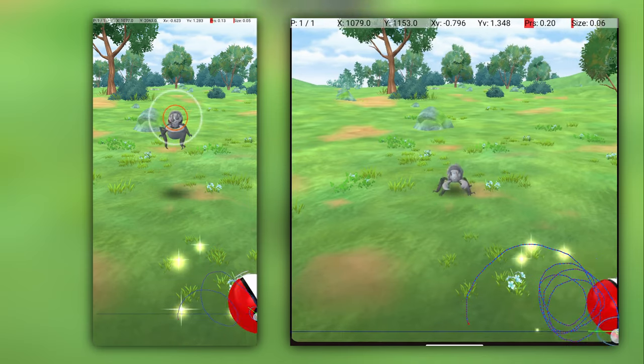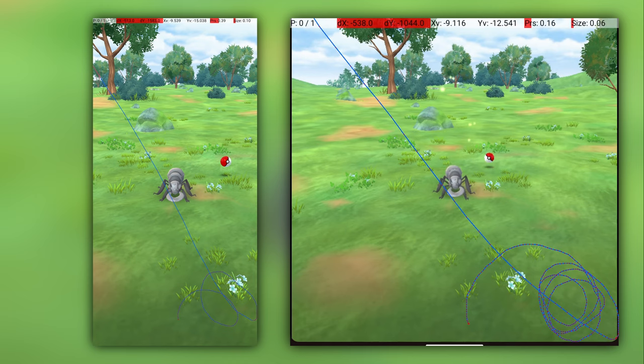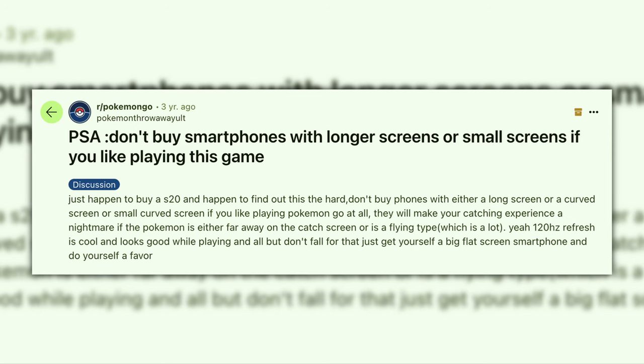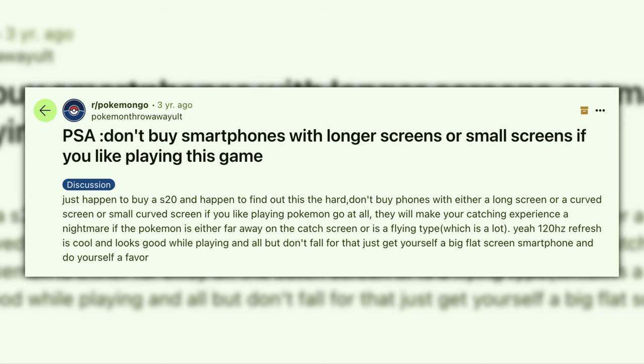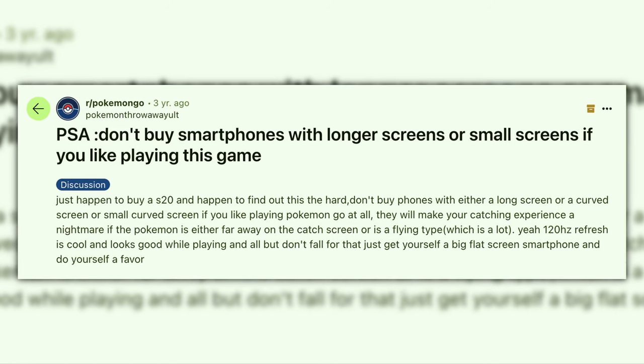A second test was simply to throw as hard as possible with each aspect ratio and see how far I could throw. The conclusions surprised me, and I think they'll surprise many others as well, since I've seen many comments in the community about narrow screens causing issues.